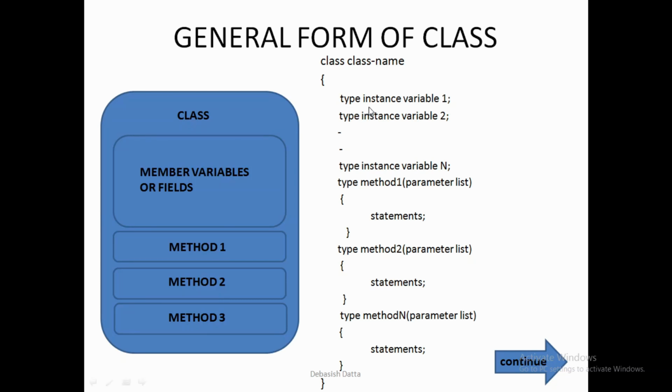Then comes the member variables or field part of a class. Then the methods which we want to define inside the class. Now how many member variables or methods can be defined inside a class depends upon the need. If a class is defined generally to solve a problem or to model a real world physical object, then as the need arises, the number of instance variables or methods can be decided.